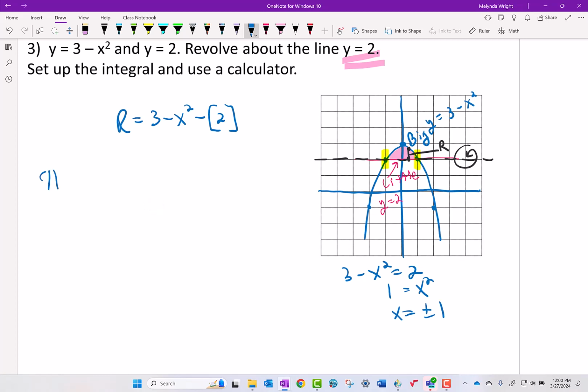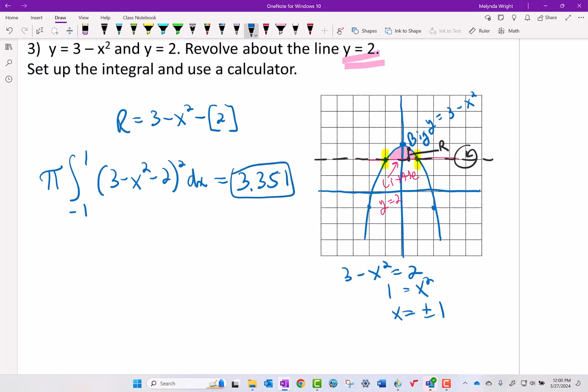So I have pi integral -1 to 1 of r squared, which we've got right there. So it's 3 minus x squared minus 2 all squared dx. And I seriously would put it in my calculator just like that. I know y'all are great with the calculator. I don't think you need me to put that in the calculator. We would just do that. And this should give me 3.351. And that's the third one.